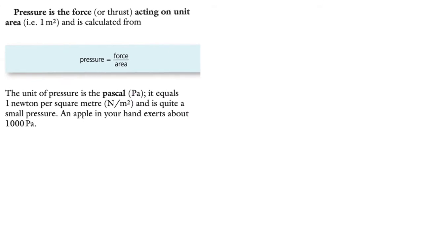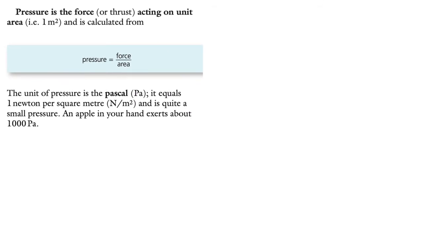All right, so we're going to look first at the overall definition for pressure, which is the force or thrust, which is a push acting on unit area, meaning 1 meter squared. It's calculated using the formula pressure equals force divided by area. The unit of pressure is called a Pascal, written as a capital P, lowercase a, and it is equivalent to 1 Newton per square meter, or N/m², or Nm⁻², which we'll see.